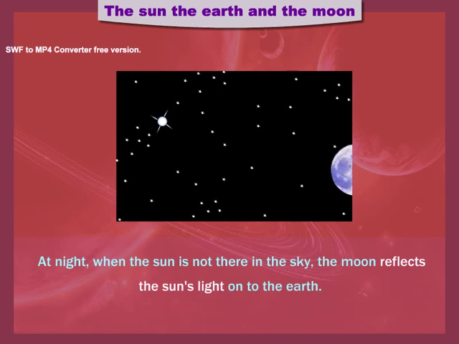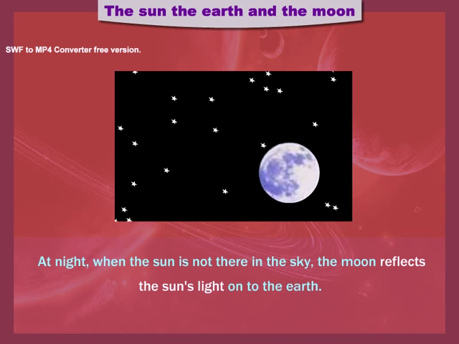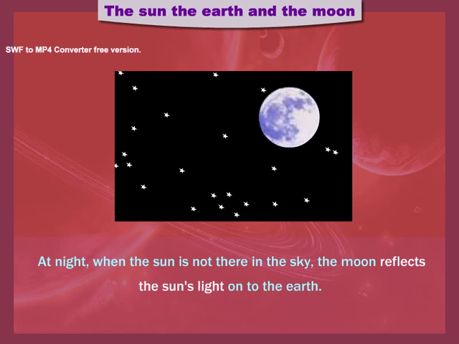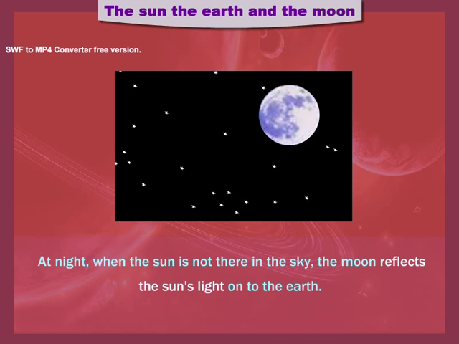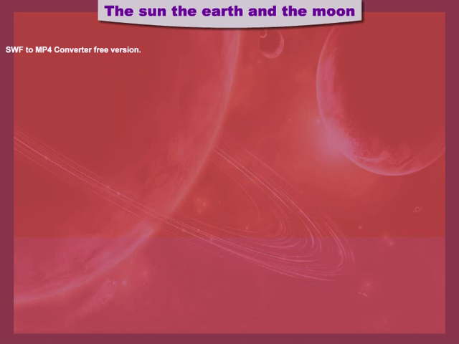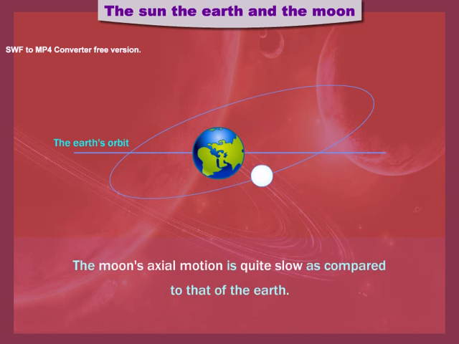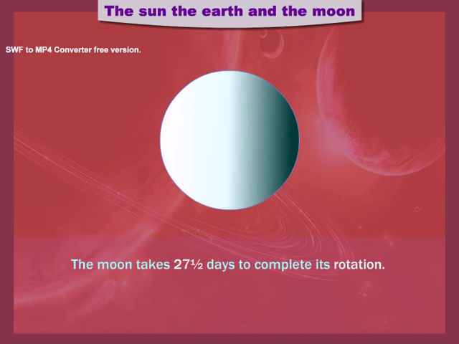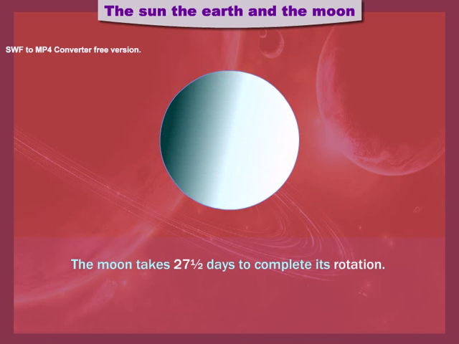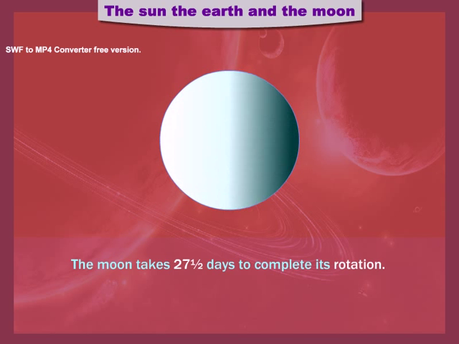At night, when the Sun is not there in the sky, the Moon reflects the Sun's light onto the Earth. The Moon has two motions, axial and orbital. The Moon's axial motion is quite slow as compared to that of the Earth. The Moon takes 27.5 days to complete its rotation.